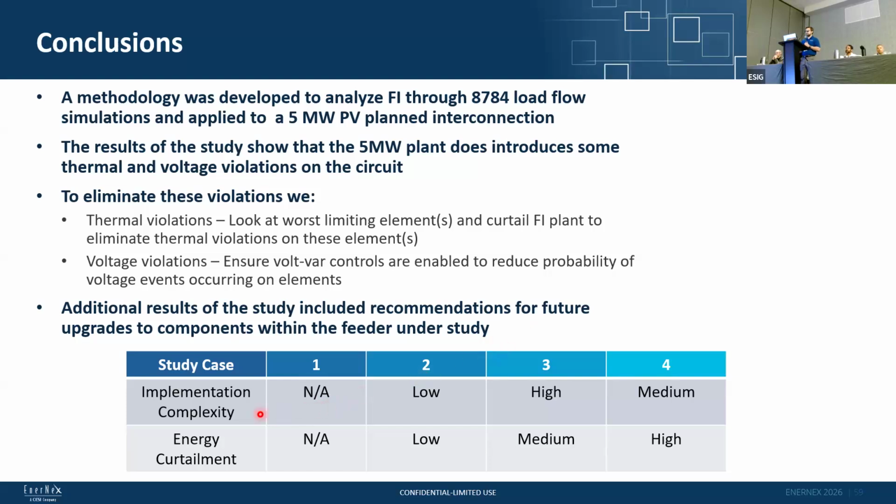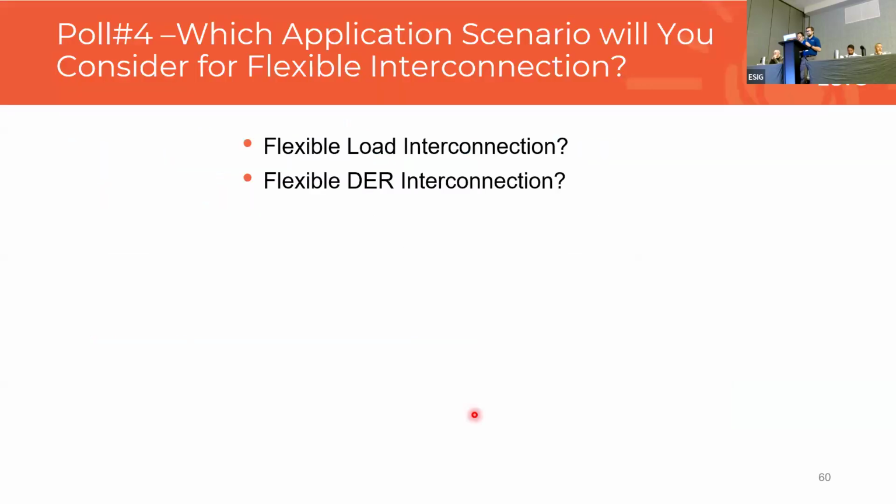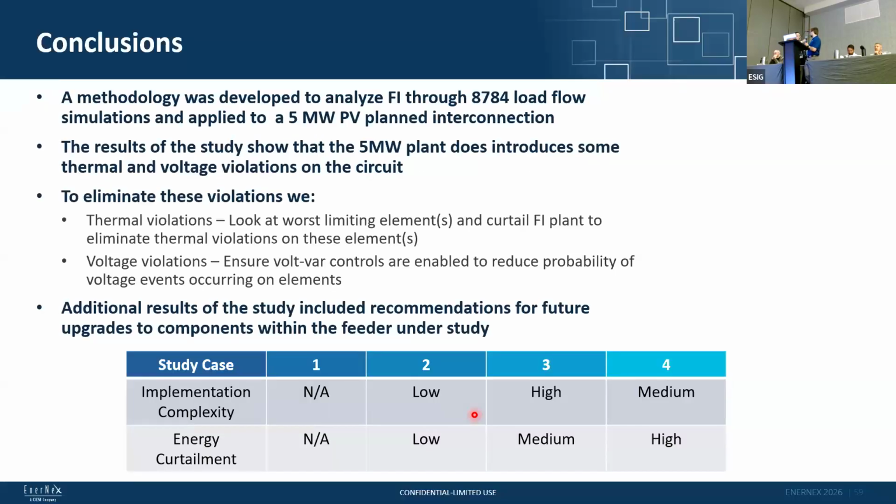And then, like I was talking about earlier, you can see how some of these study cases wrap up to different implementation complexity and different levels of energy curtailment, which is important for the developer to know, because obviously they want to minimize both, right? Implementation complexity, they want to be simple, and energy curtailment, they want to be low. So yeah, that was some of the results. And then yeah, thank you.